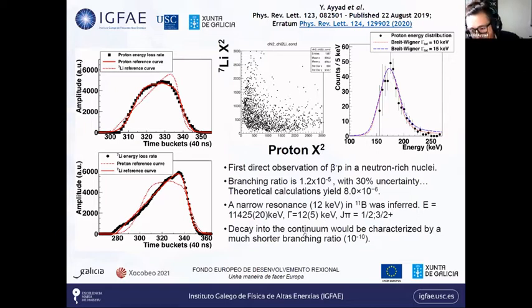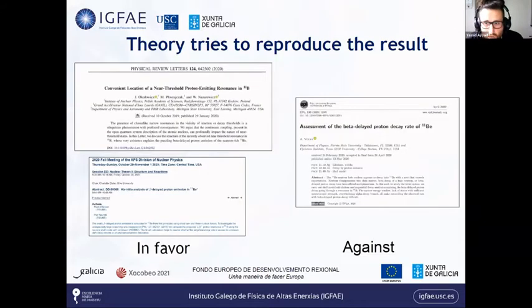And these are the parameters of the resonance. And if this happens like a phase space decay, our calculations show that the branching ratios will be smaller. Of course, the theory tries to reproduce the result, and as often happens with this type of difficult or controversial measurements, there are things in favor and things against that.